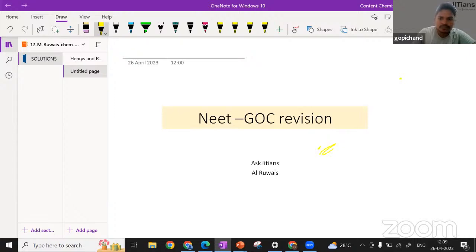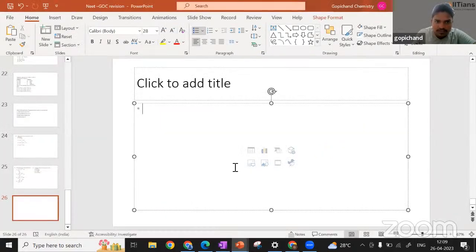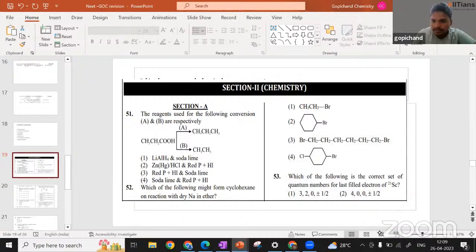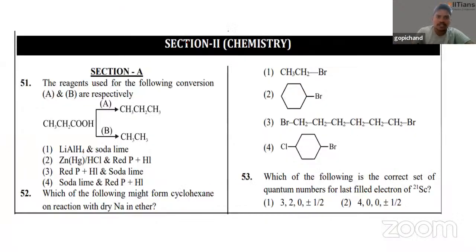Okay, so there is some glitch. Give me a moment so that I clear things. Okay, so I think you can see the screen now, right?